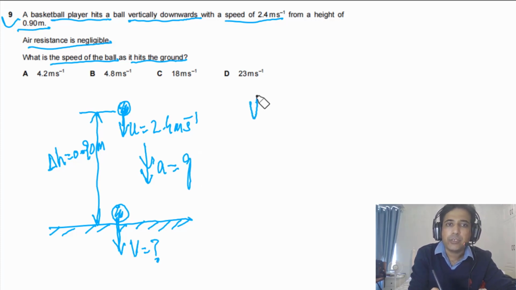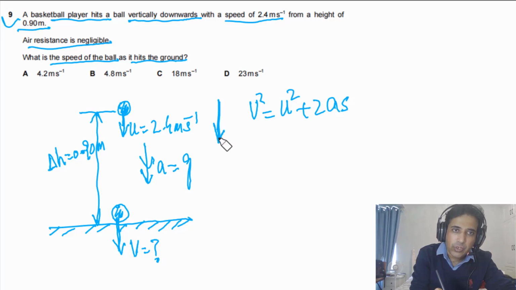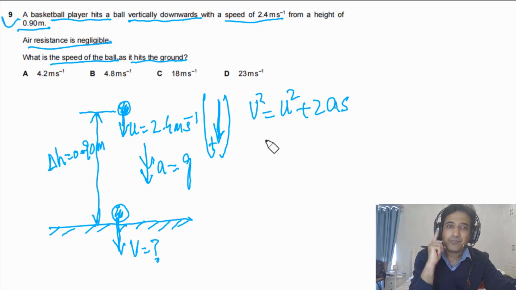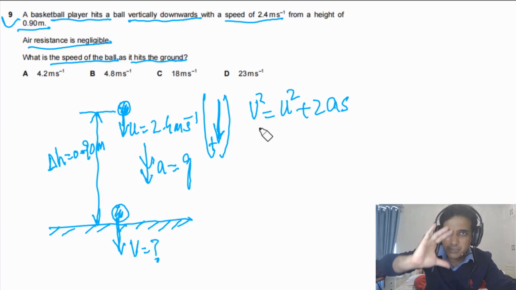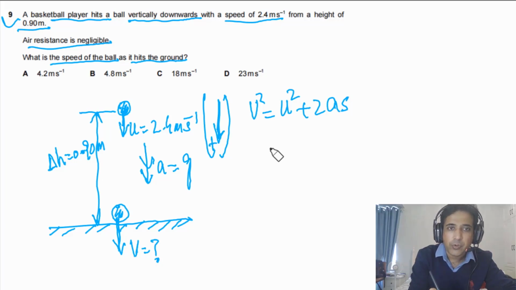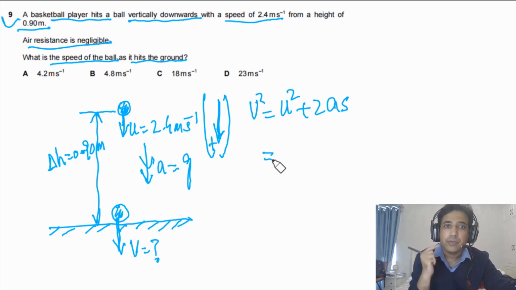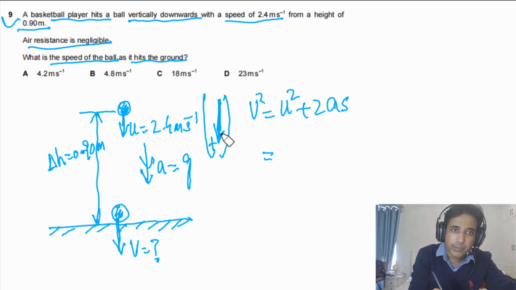So simply we can use v squared is equal to u squared plus 2as, and in this case we will take downwards as positive. You can also take upward as positive, the result will be the same, but for simplicity we are taking downward as positive, so our answer will be positive. If you take up as positive, your answer of v will be negative because the velocity is down. But we will be using downward positive, so the answer will be positive. This is a better way to answer this one.